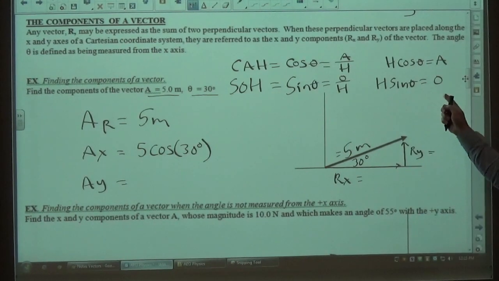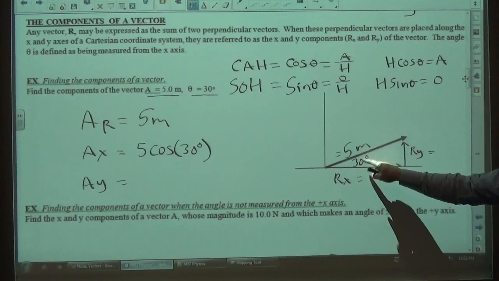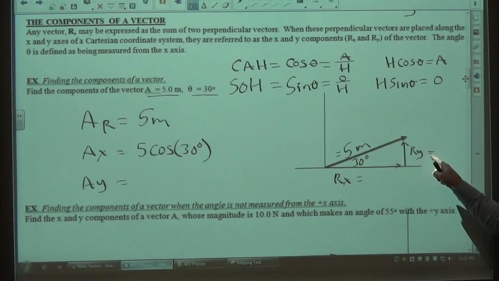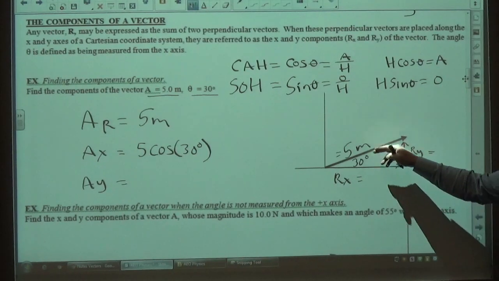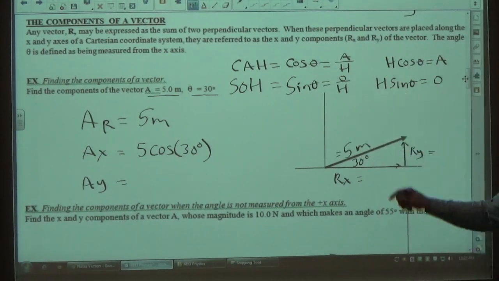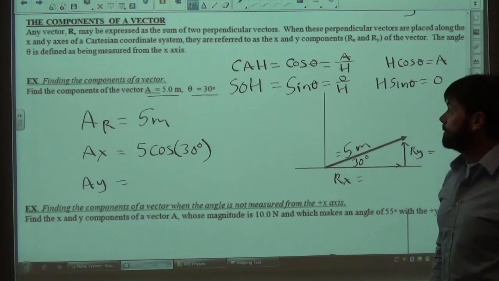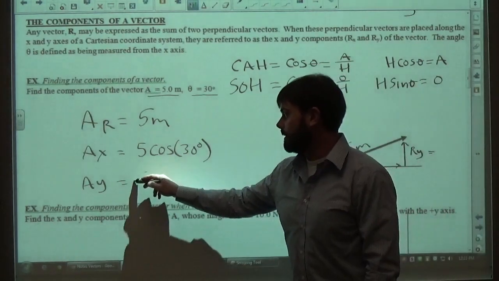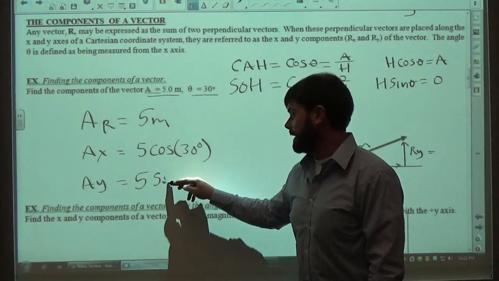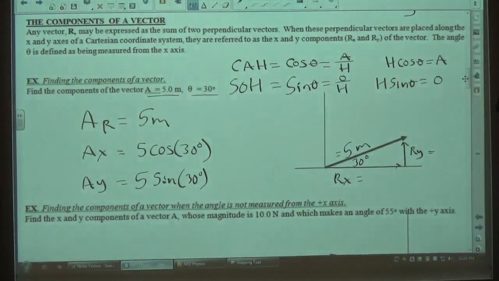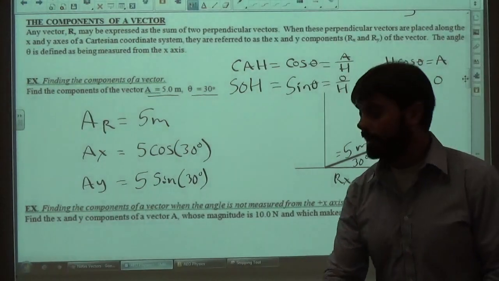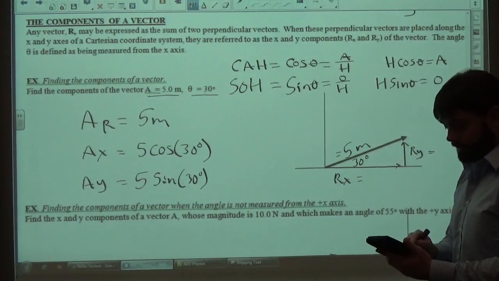So again, how does this relate to this? If theta is here, my opposite side is over here, which right now is my unknown. This is the same as R of y. And my hypotenuse is here, which is known as 5. So if I plug that in and I want to solve, I know I'm doing 5 times the sine of 30 degrees for this value. And now all we have to do is plug in and solve for the unknown.